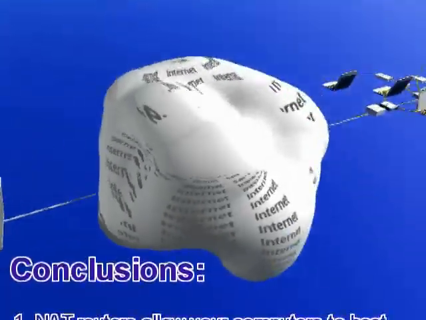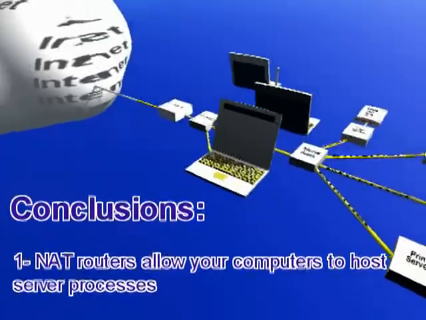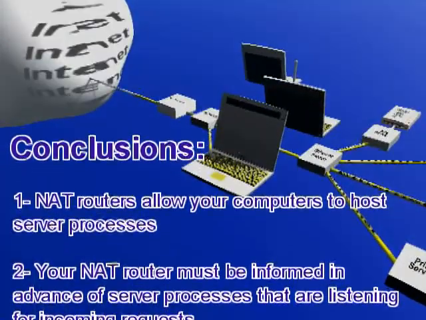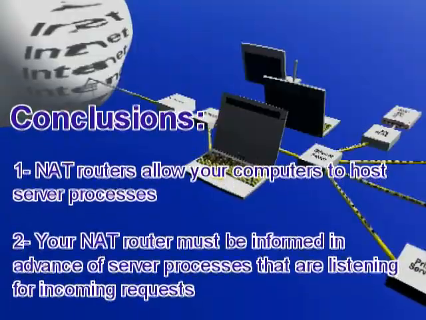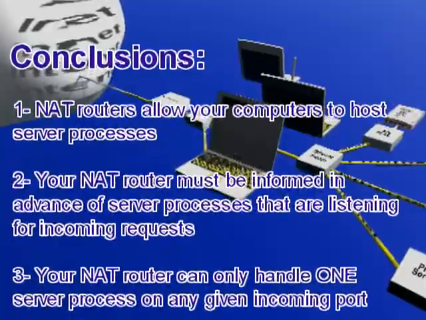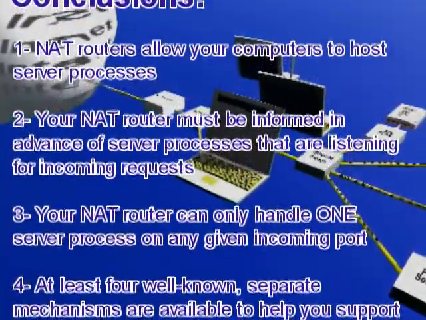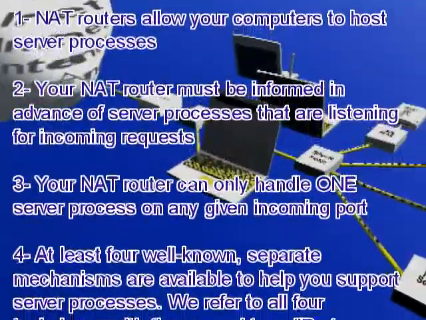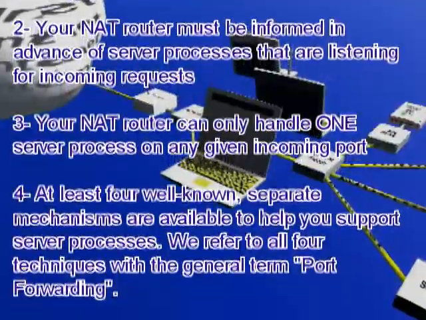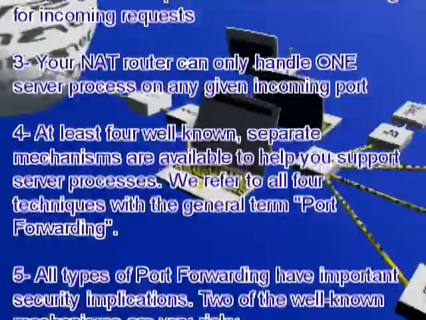Conclusions. NAT routers allow you to host server processes, but your router must be informed of the ports on which those processes listen for incoming requests. Only one server process can receive incoming requests addressed to each port on the router. At least four separate mechanisms have become popular for configuring your NAT router in support of your server processes. We sometimes refer to all four of these techniques with the general term port forwarding.